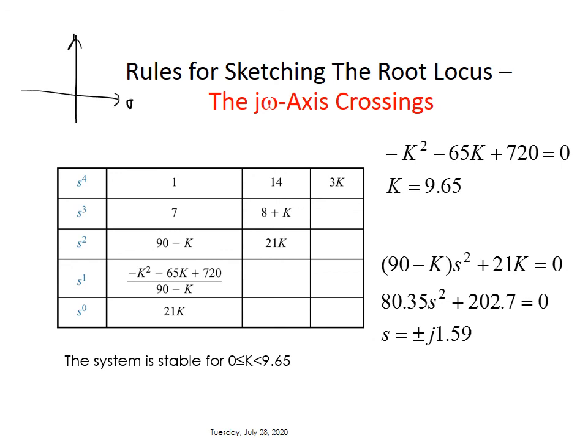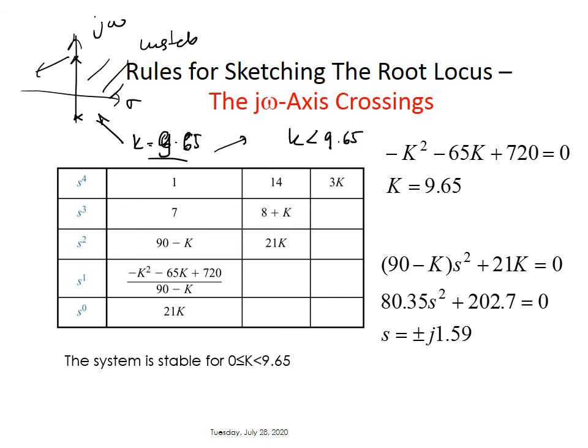So there you go, sigma j omega. We are here basically when k equals 9.65. So it means that if you increase k, it will be in the unstable area. But for k basically lower than 9.65, it is stable.